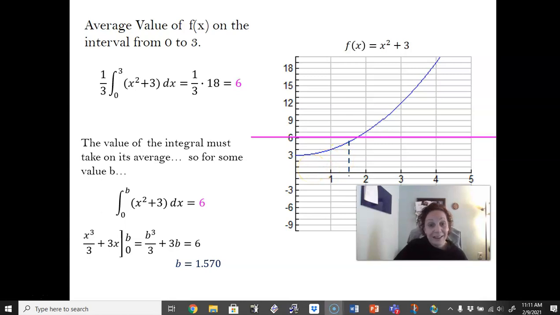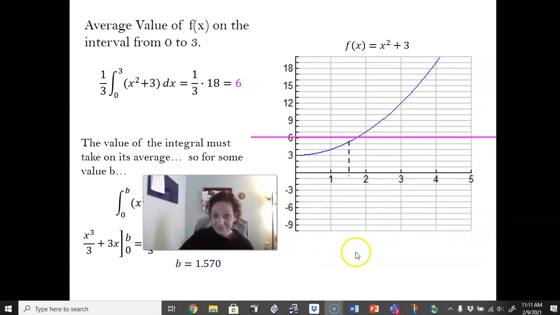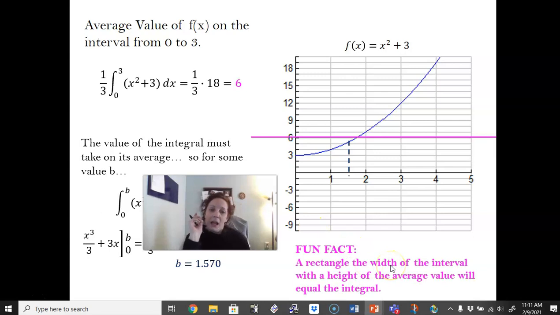Okay, what I think is the more fun one, the more interesting one, this is my favorite. It's this fun fact. If you create a rectangle that is the width of your interval, so in this case it will go from 0 to 3, and has a height of your average value, it's equal to the integral. So one rectangle, think RAM, right? It's not technically an MRAM, right? But the height of the rectangle is going to come from the middle of the interval because it's going to come from your average value.